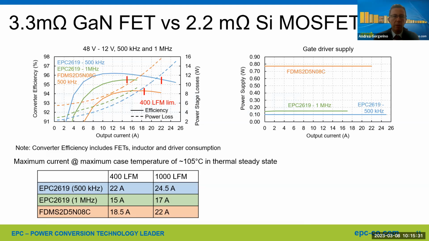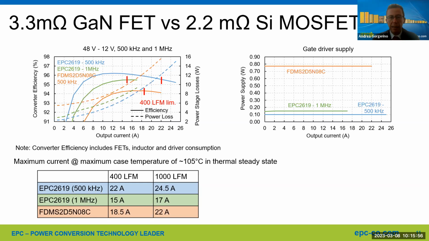What you can see here on the left-hand side is basically the efficiency and the power losses in the power stage. The orange curve is the silicon device, and you can see that it maxes out at about 94% efficiency, 94.2 maybe, something like that, at 500 kilohertz. We ran the GaN device at 500 kilohertz also, and that's the blue curve, and you can go more than 96%. That's an incredible improvement.